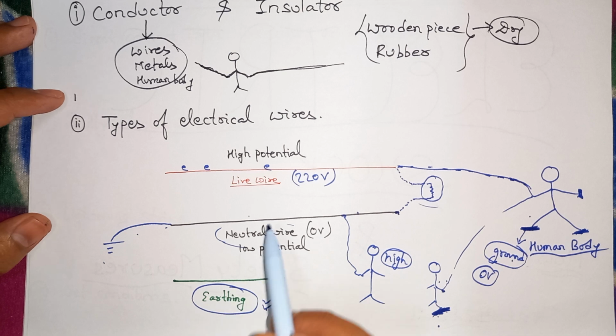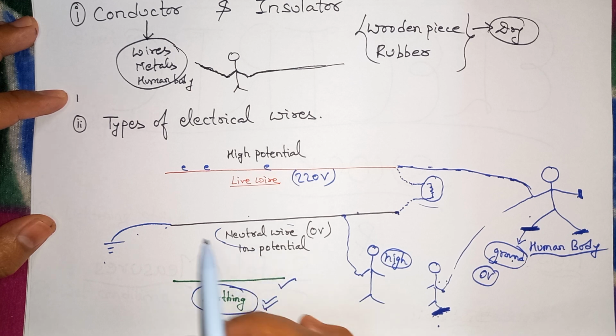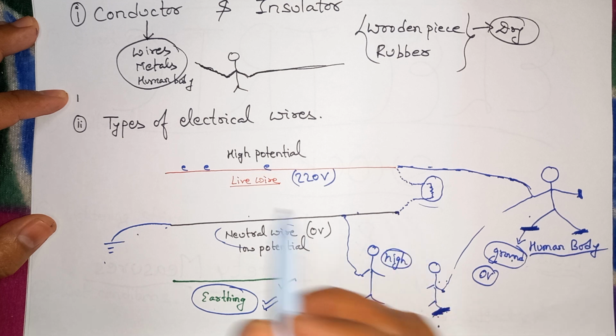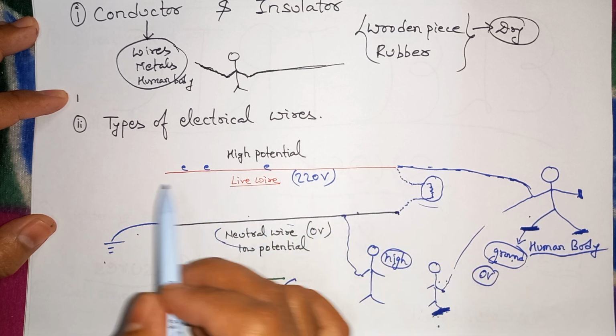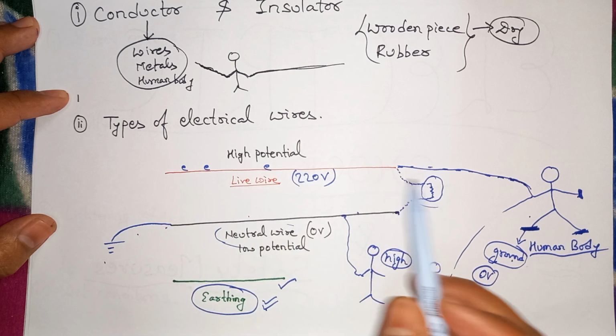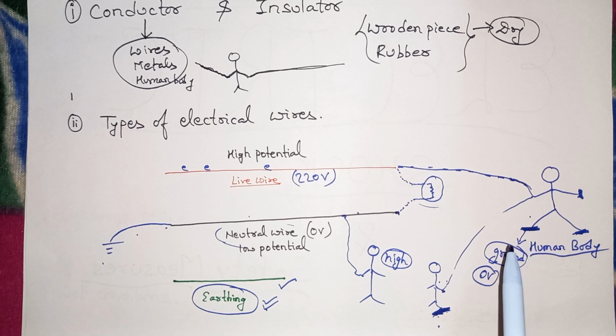We all know that earthing is done in our house, and it is for safety purposes. Its color code is green. The neutral wire is always given a black color. The live wire is given a red color, which is also a symbol of danger. So if a human being touches the live wire, he or she gets an electrical shock.